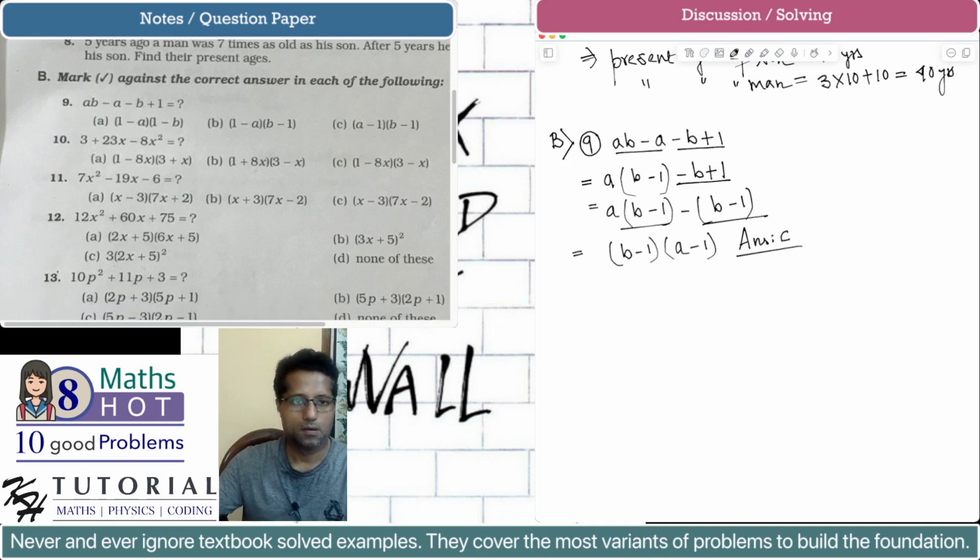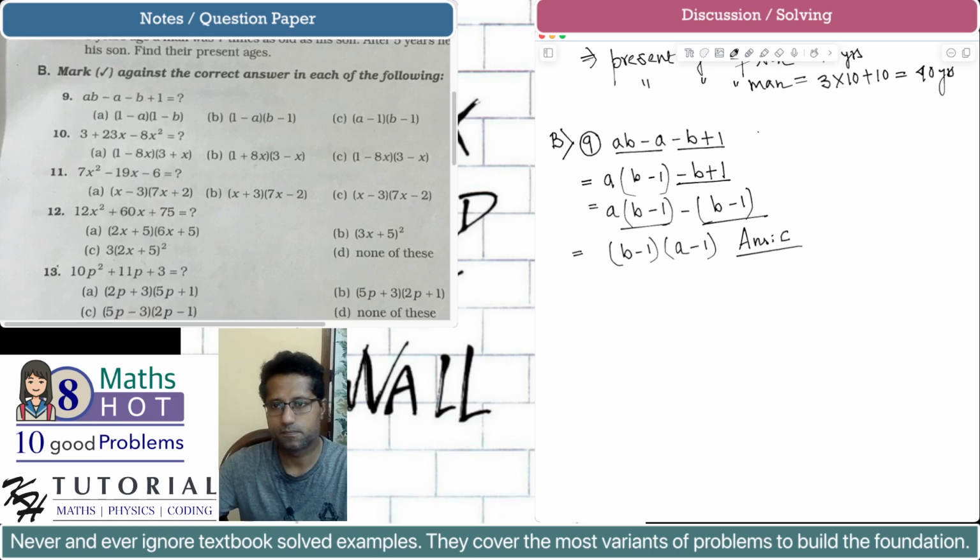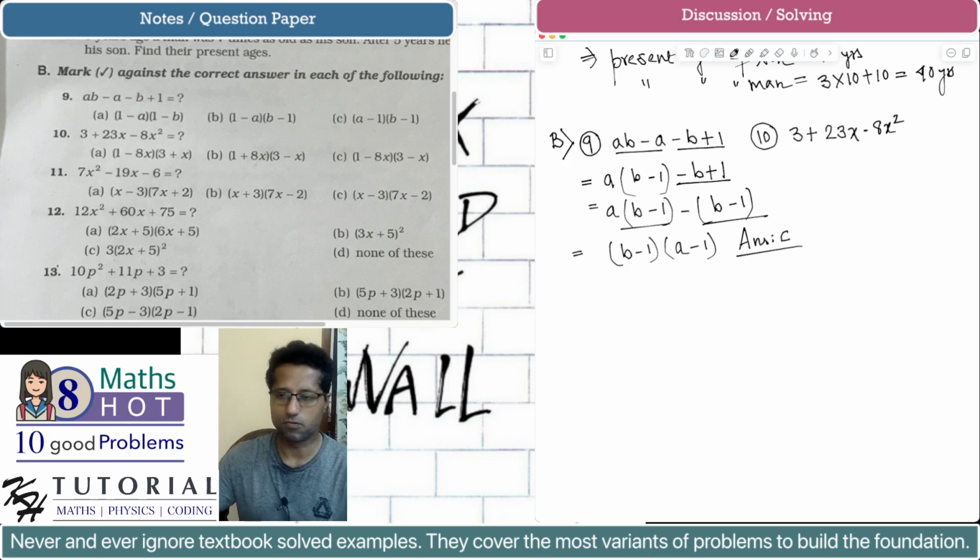Okay. Question number 10. This is also a factorization. The given expression is 3 plus 23x minus 8x square, and clearly it is a quadratic trinomial. Definitely it is not of the form a square plus b square, because clearly minus 8x square cannot be of the form a square, because a square and b square must both be positive.